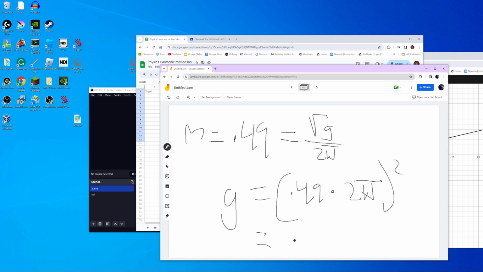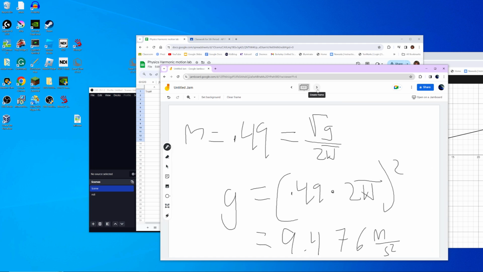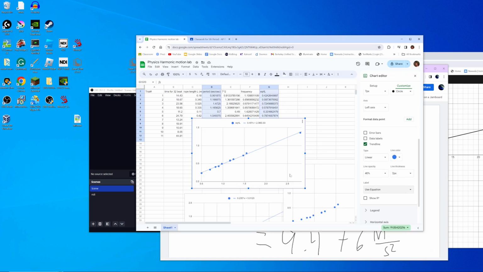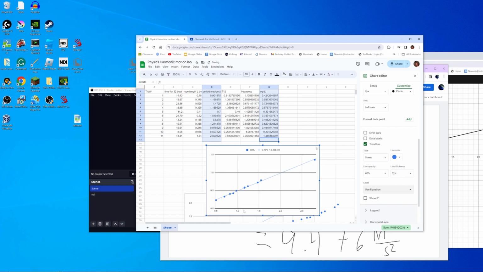Not sure if I approximated something a little bit too much, but 9.476. That's, I feel like, close enough, but also a little concerning given it is a slightly different value than here. I might have just plugged something in wrong, but that's essentially what you're going to be doing in this lab. I guess also the best fit line would be slightly different. So yeah, whatever. But that's basically the idea of this lab.